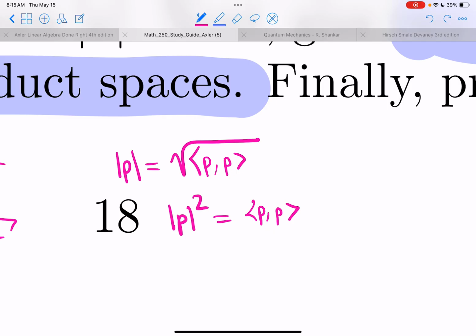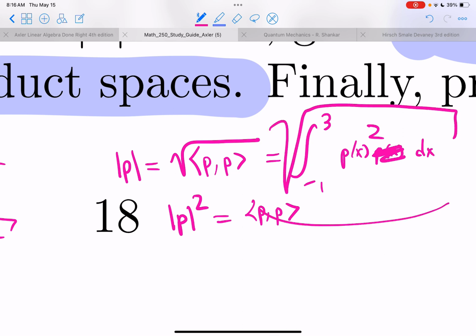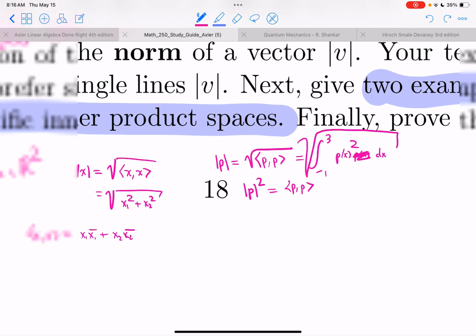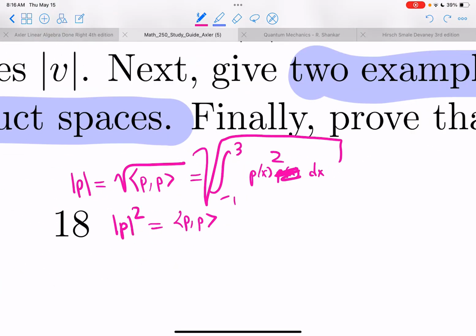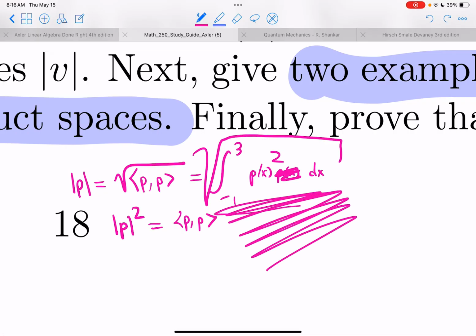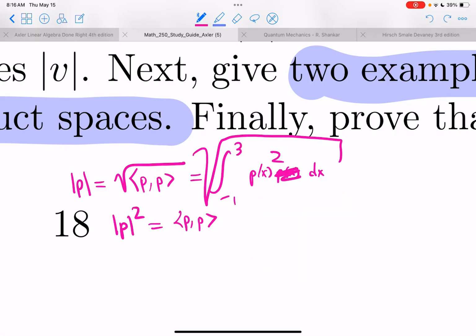Now I have to give the explicit formula. Maybe we're going to use one of those inner products where we integrate them against each other. The inner product of p of x and p of x is just the integral of p of x squared dx, and I have to put a square root. So there's an explicit formula for the norm of a polynomial in some inner product space. And there are many other definitions for inner products on function spaces.